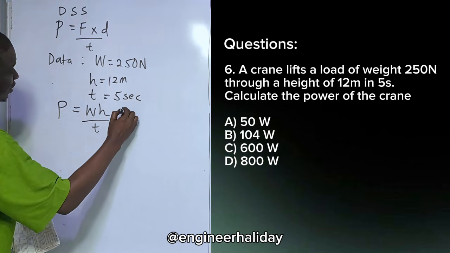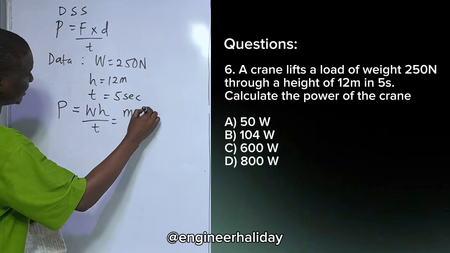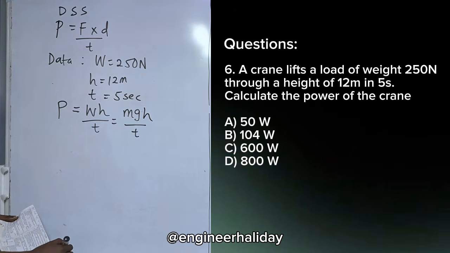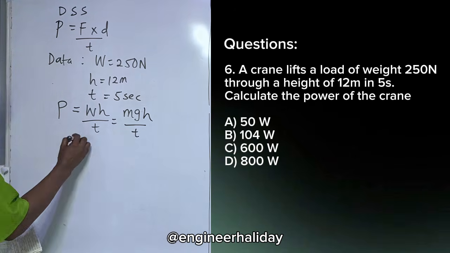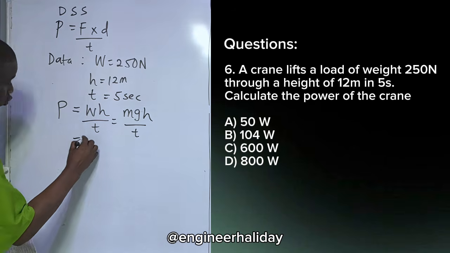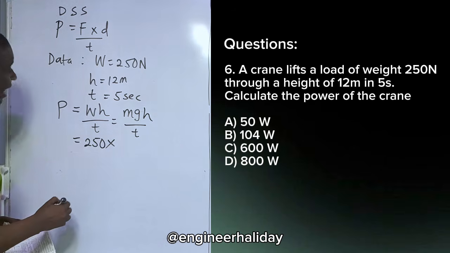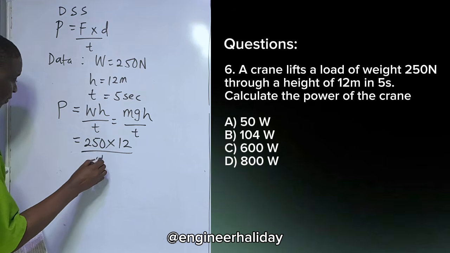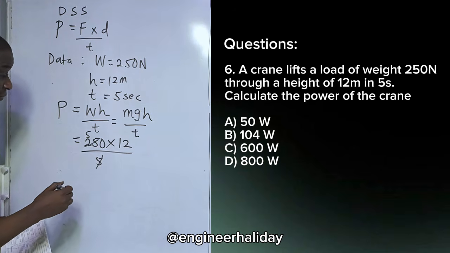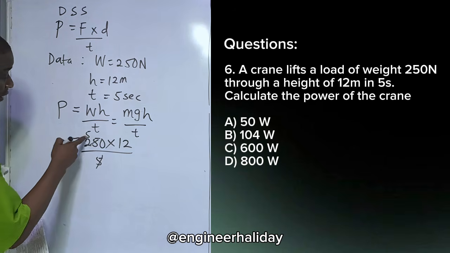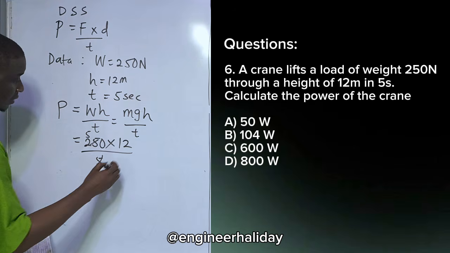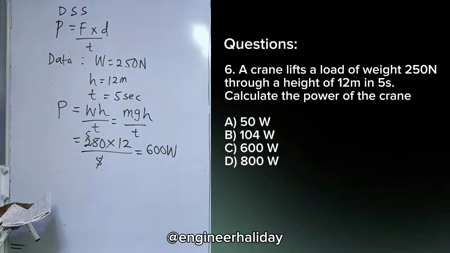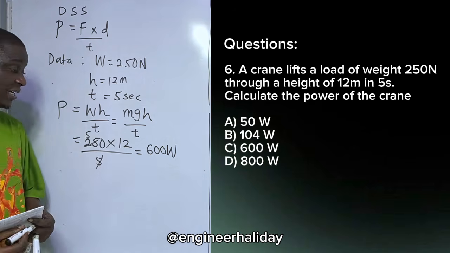Don't forget, weight is also the same as mg. So power is mgh over t. So we are going to have the weight, 250, times h, 12, divided by 5. So 5 here you have 50. 50 times 12, what do you have? 600 watt. So we are going to have 600 watt as our answer.